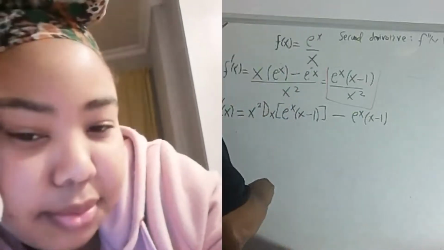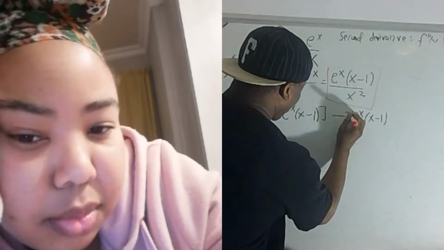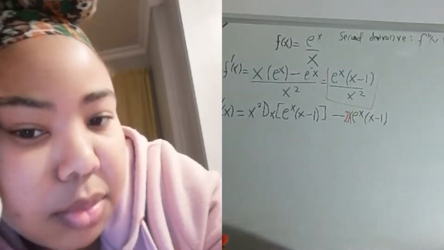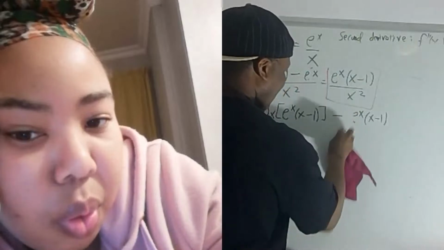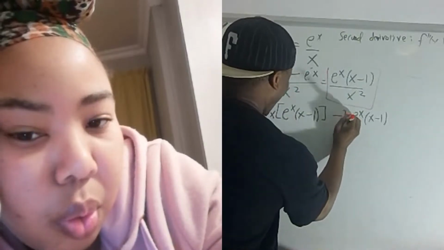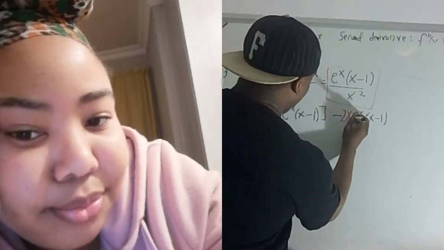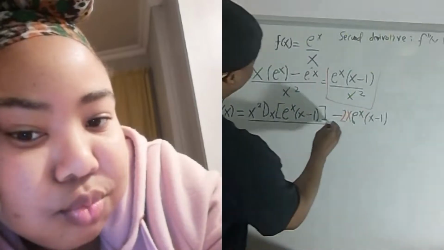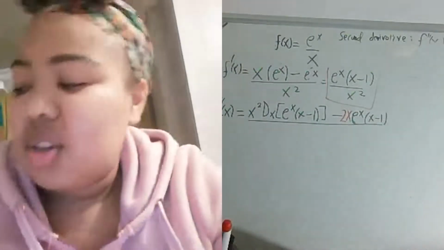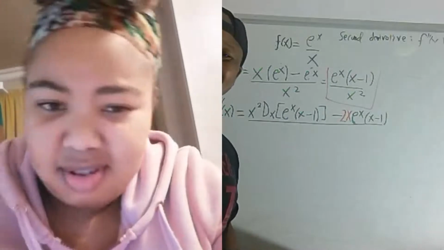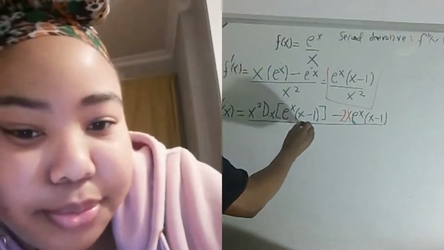A 2x, I'd rather write before everything. Let me write a little bigger. So 2x, over x to the power 4.